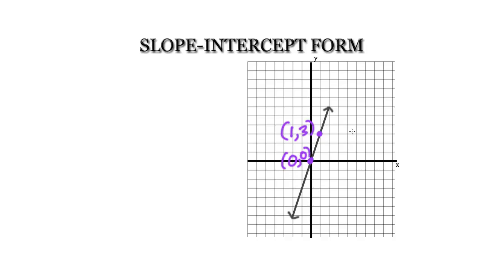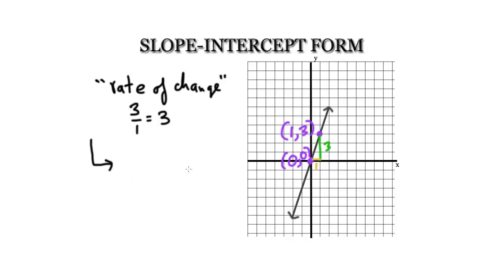Okay, so we have these 2 points, and if you recall from the last lesson, we can think of this as the rate of change, the change in y over the change in x. The change in y was 3, because you go up 3, and the change in x was 1. So the rate of change for this line is 3 over 1, or just 3. Now we have another name for it, and that is also called the slope.